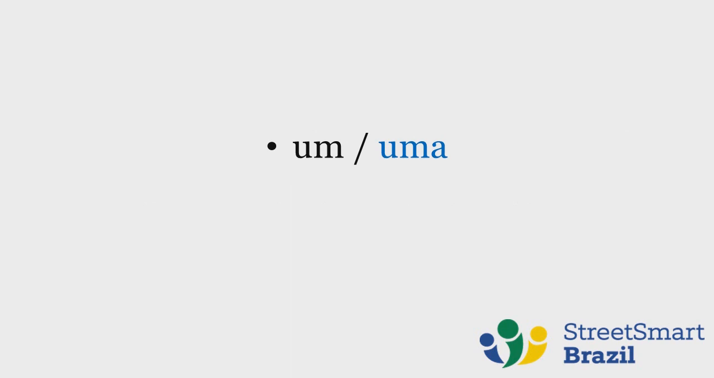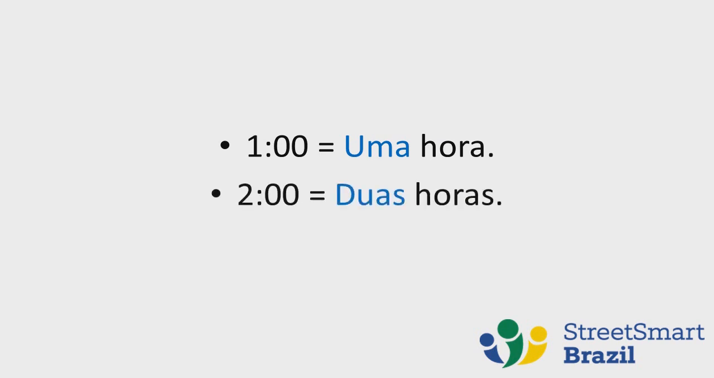Second thing to know, use the number for the hour in the feminine. So the number 1 has a masculine and has a feminine uma. The number 2 as well has the masculine form dois and has the feminine form duas. So when you're saying the time, horas is a feminine word. So the number that refers to the hour needs to be in the feminine. So here's the example. Uma hora. 2 horas.